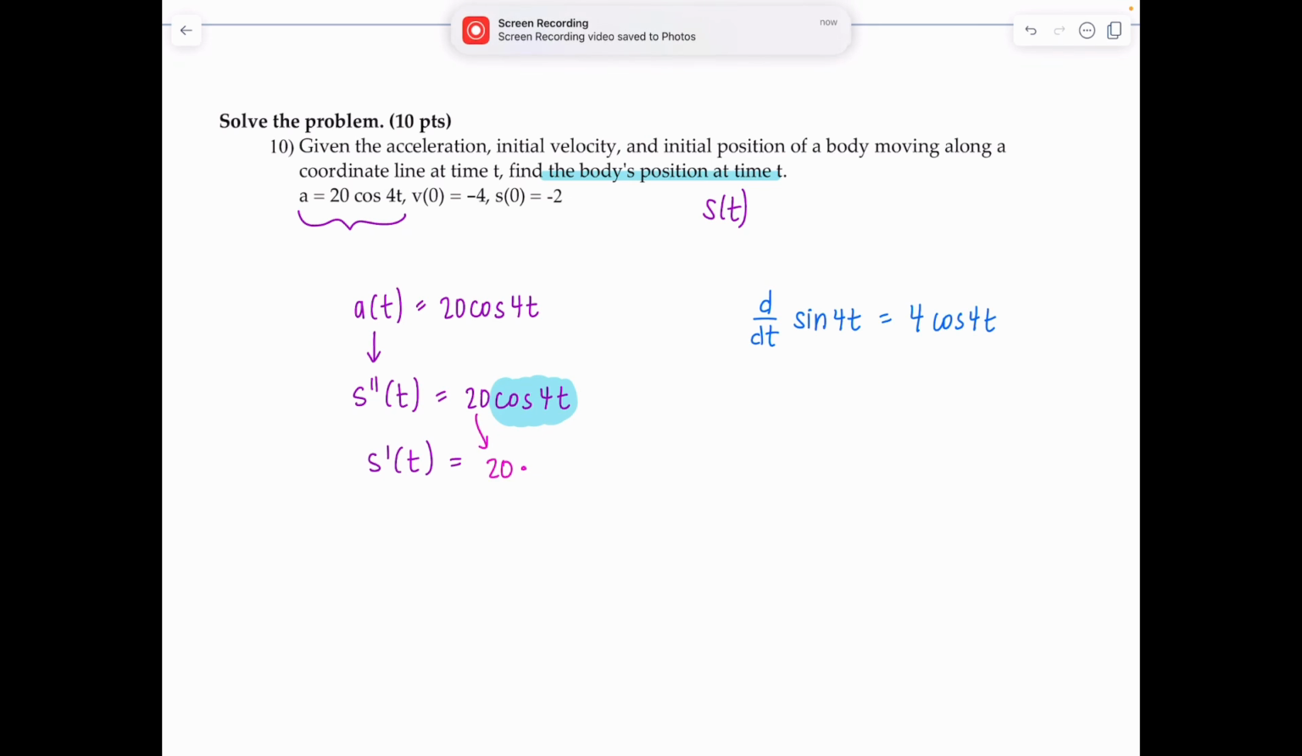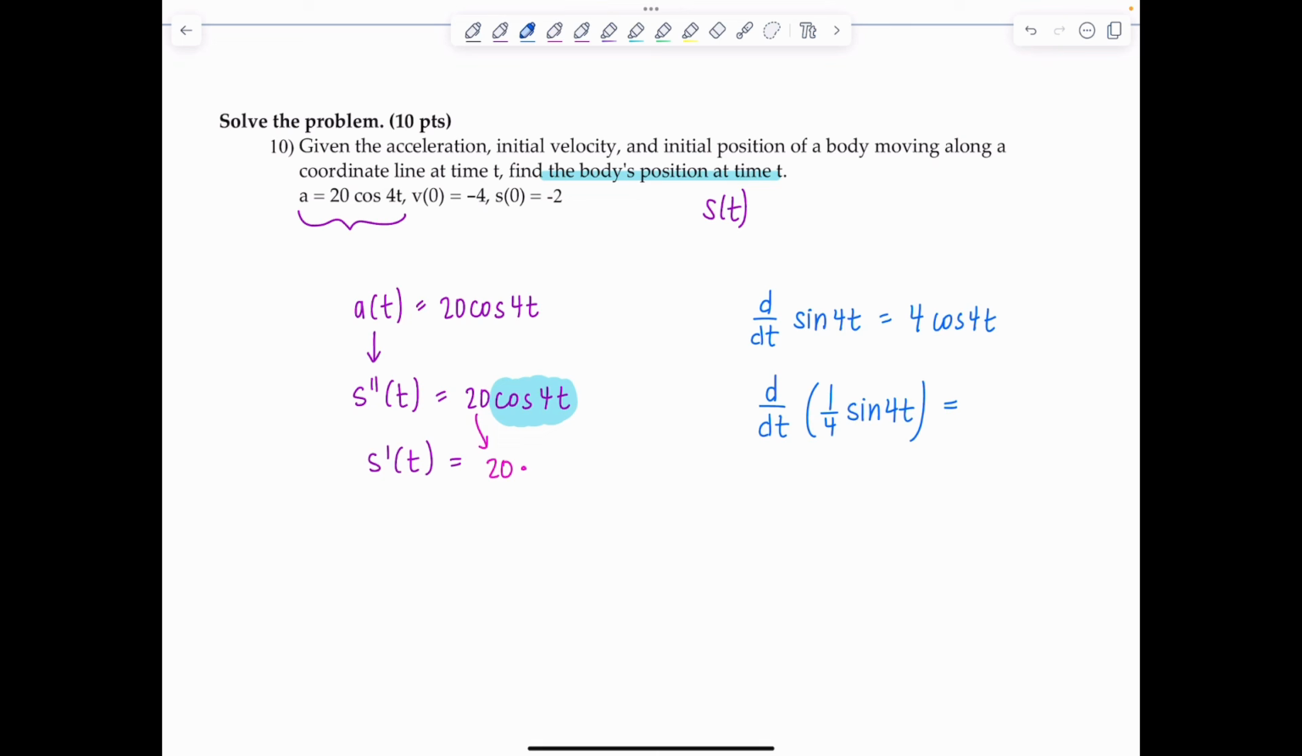So what if I said, well, this 4 shouldn't be here, right? Because I'm just talking about the antiderivative of cosine 4t. Whose derivative would you have to take? You'd have to take the derivative of 1/4 sine 4t, right? Because the derivative of 1/4 sine 4t would be, you'd keep the 1/4, then you would have cosine 4t times 4, and then these cancel out, and you get cosine 4t.